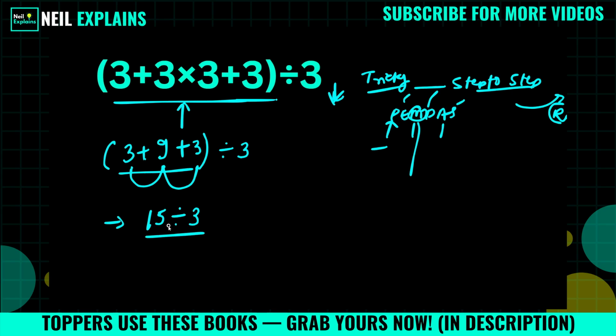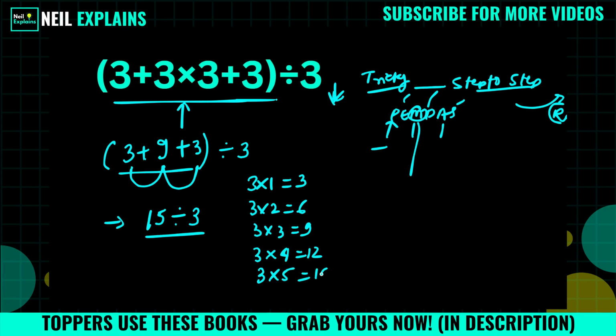Now, as you know, multiplication: 3 into 1, that is 3, 3 into 2, that is 6, 3 into 3, that is 9, 3 into 4, that is 12, and 3 into 5, that is 15. So here 15 divided by 3, that is 5. So 5 will be our right answer.